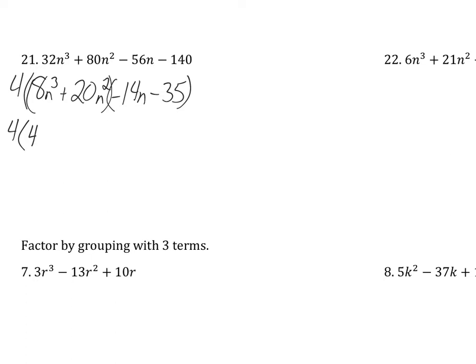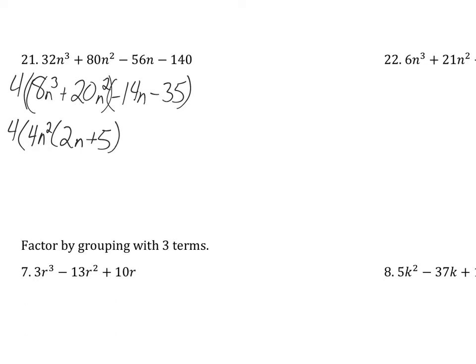And then I had n to the third, n to the second, so I'm going to pull out n to the second. So 8 divided by 4 is 2. I had 3 n's, I took 2 away, so that leaves me with 1 n, plus 20 divided by 4 is 5. I had 2 n's, I took 2 away, so those all go away.